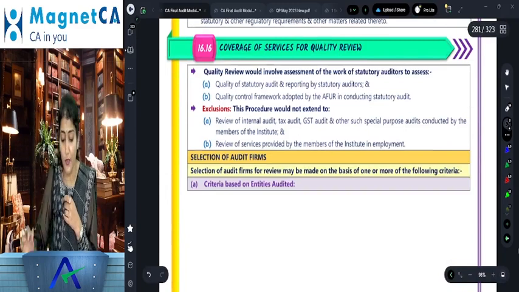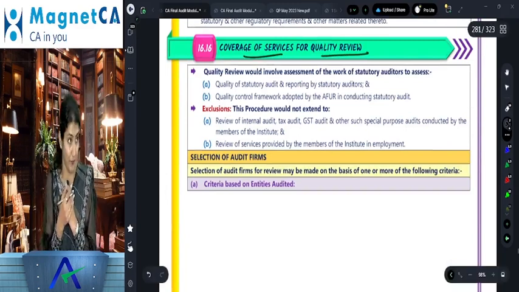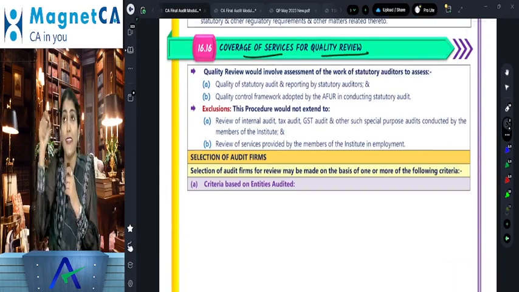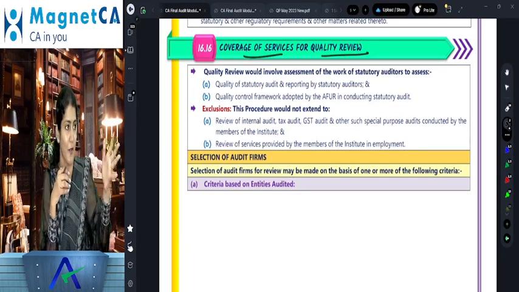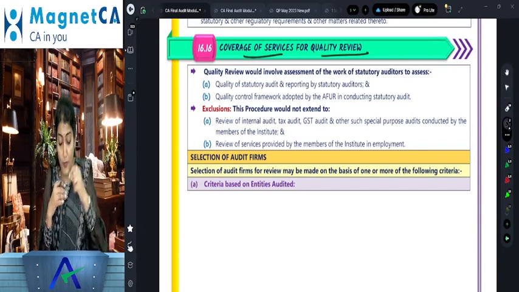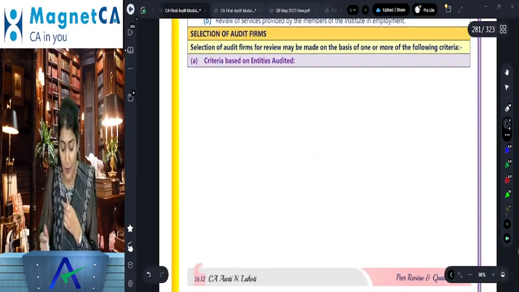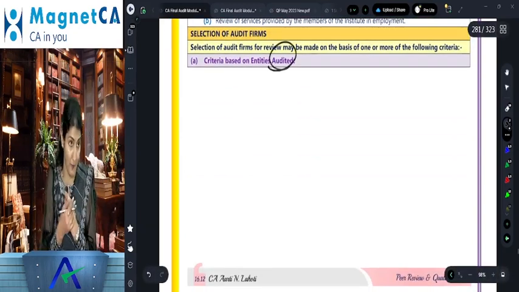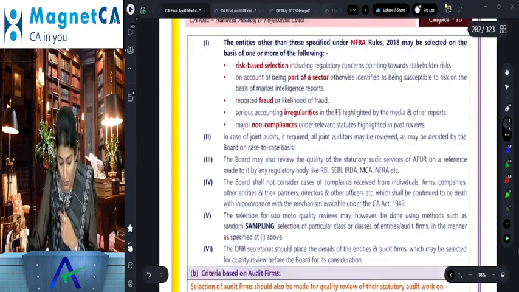Then coverage of services for the quality review. Right, so how do you know? Okay, 22 firms were selected in 2021-22. So how were those firms selected? Right, so how are the firms selected? One, it depends upon the audits that you are doing. Second, it depends upon your audit firm.